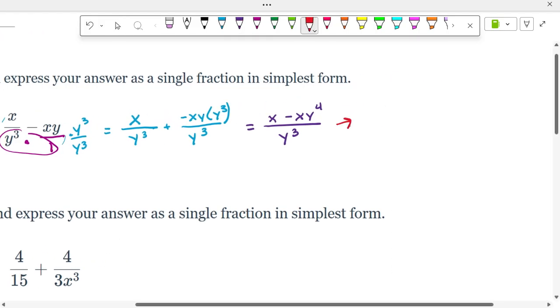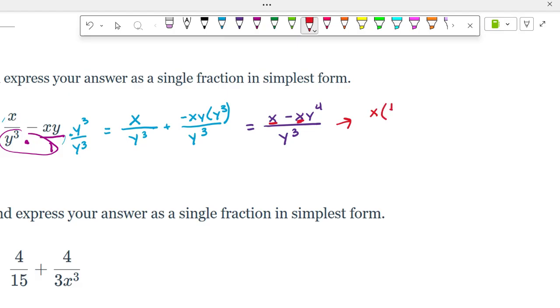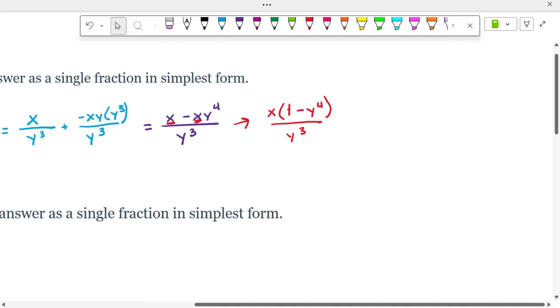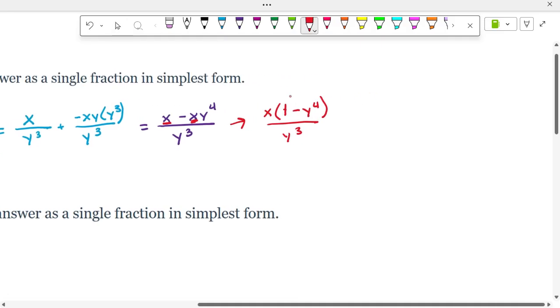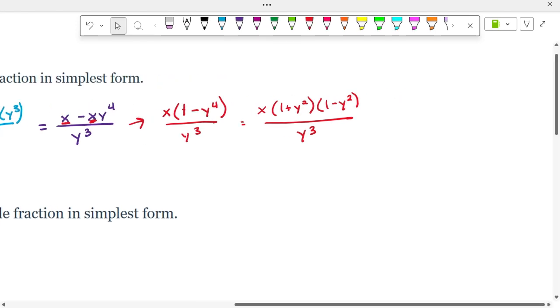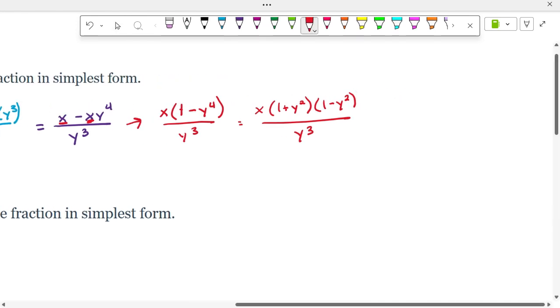So if I factor this, first, they both have an x, so I can factor that x out. So I got 1 minus y to the 4th, still over y cubed. Now, problem with this is a difference of cubes. Not cubes, difference of squares. So this would be x times 1 plus y squared, because that's the square root of y to the 4th, times 1 minus y squared, all over y cubed. This is another difference of squares, so I got to factor that too.